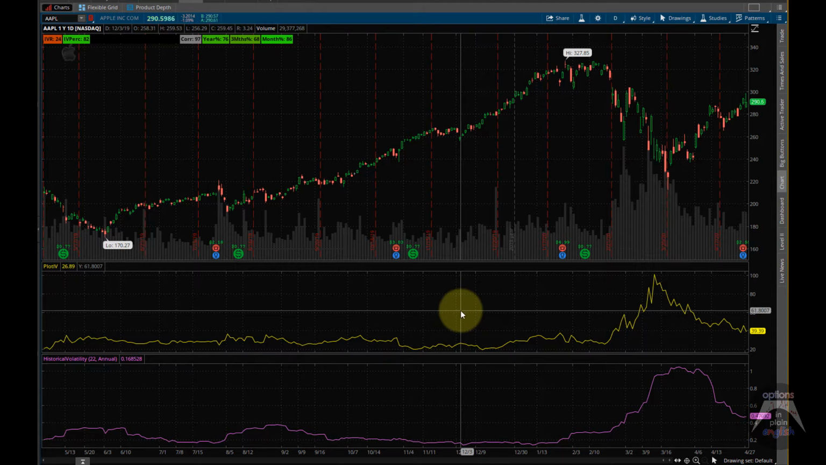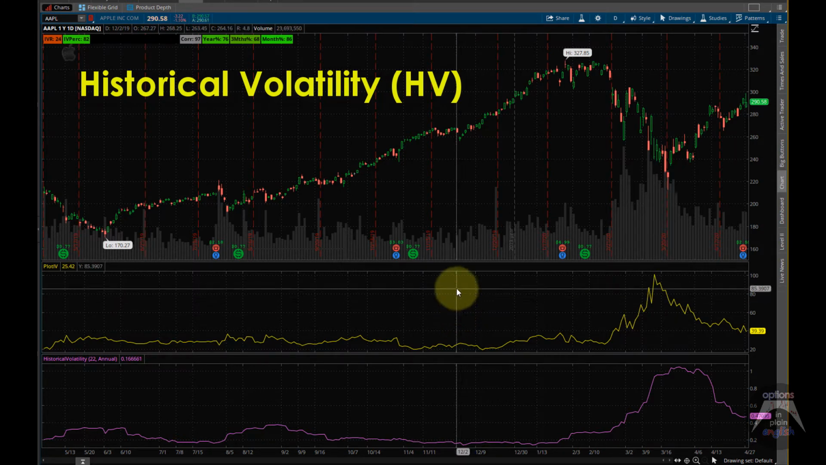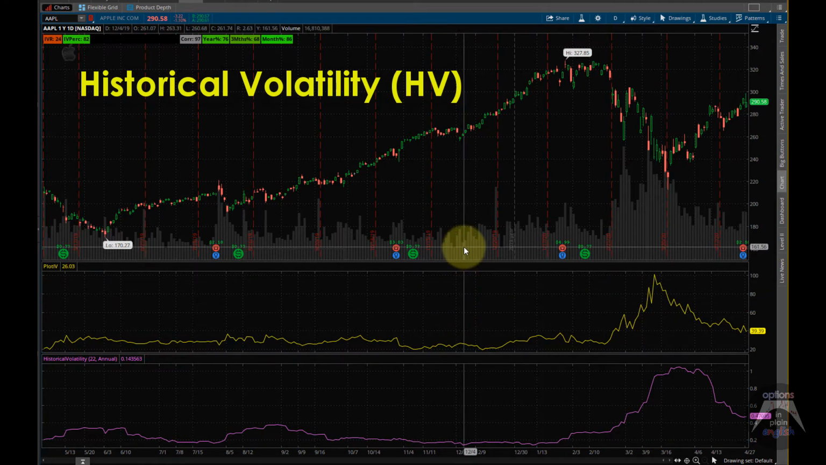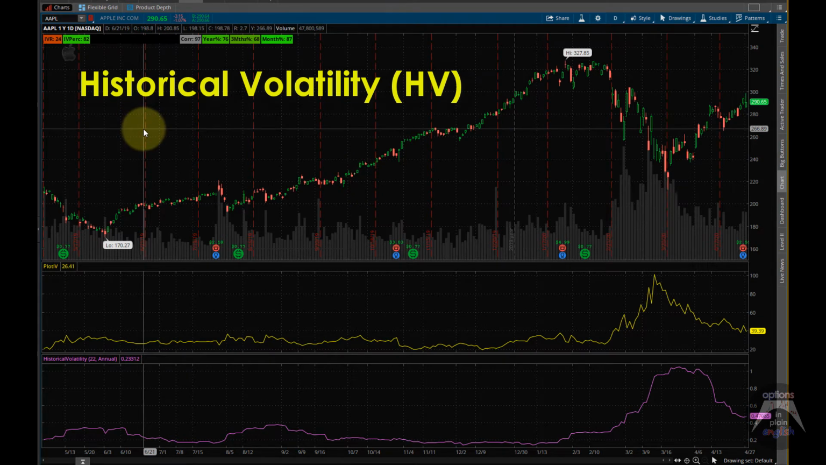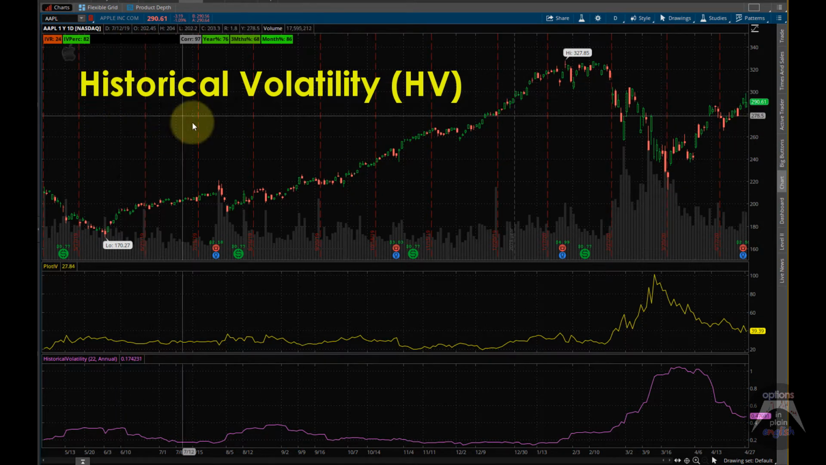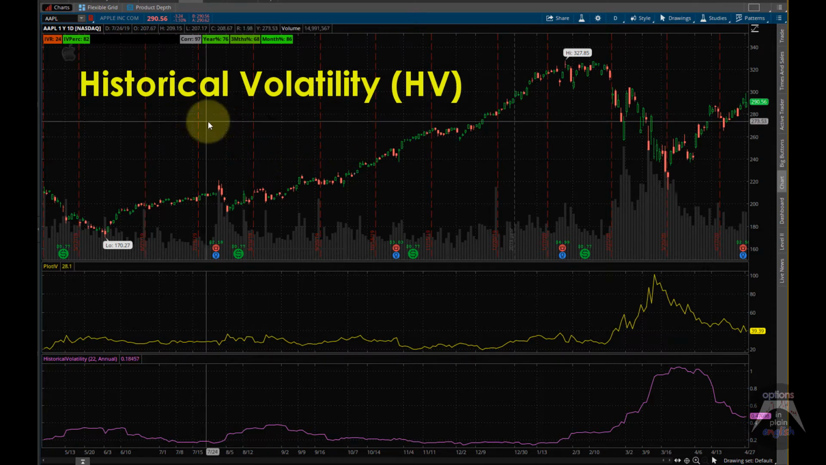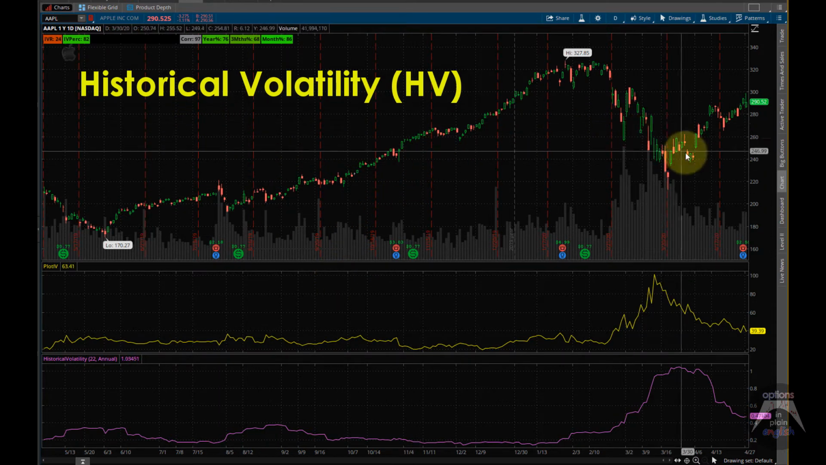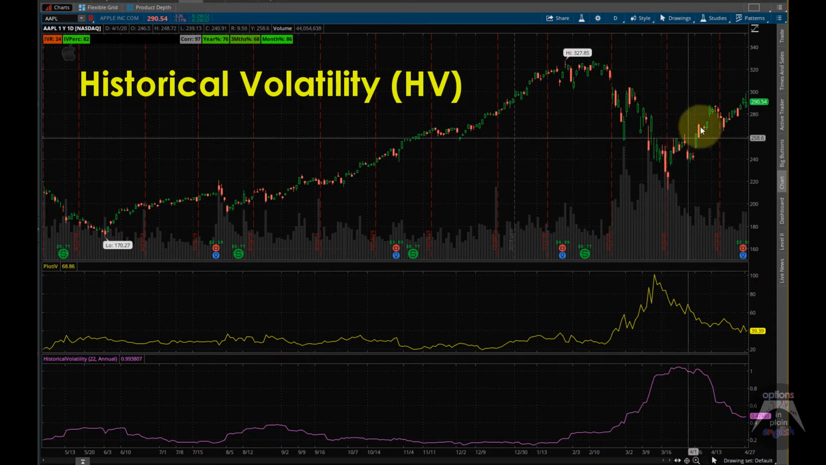First one we're going to take a look at is historical volatility. Historical volatility measures how much the stock moved in the past and is calculated from stock prices. So if you take a look here, we're looking at the price chart of Apple, AAPL, and this is pretty much 1 year's worth of data. These are the prices. They're changing as time passes.